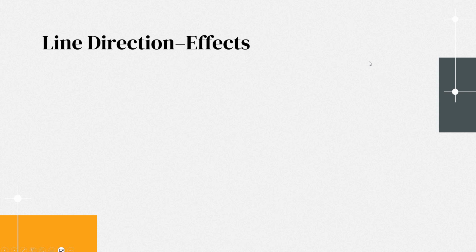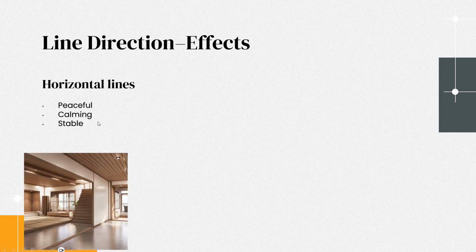Also, line direction has certain effects. We've got horizontal lines. They can be conceived and understood as peaceful, calming, and stable. So you can see here the stability of the horizontal line along the interior space. These are all horizontal lines. This is horizontal, horizontal. Okay, so it has a sense of peacefulness, calmness, and stability.